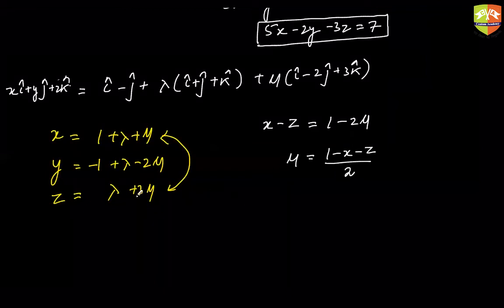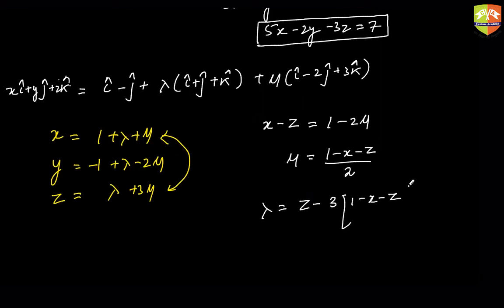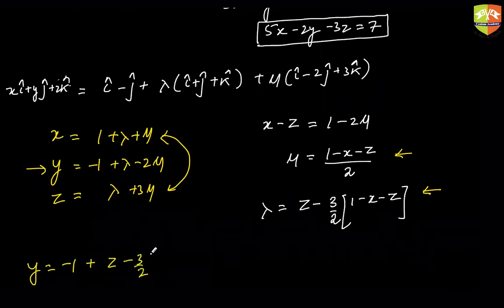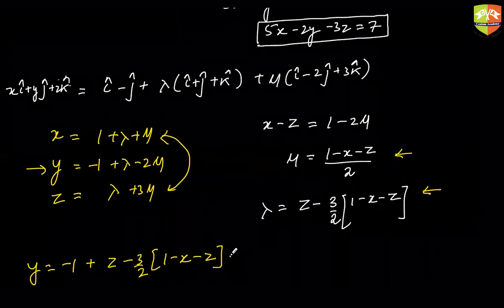Okay, put it in the last one. So lambda is going to be z minus 3 mu. Mu is (1 minus x minus z) by 2. Okay, so once you know these two values, put it in the second equation. So y is equal to minus 1 plus lambda. Lambda is going to be z minus 3 by 2 times (1 minus x minus z), minus 2 mu. So minus 2 mu will be just minus (1 minus x minus z).